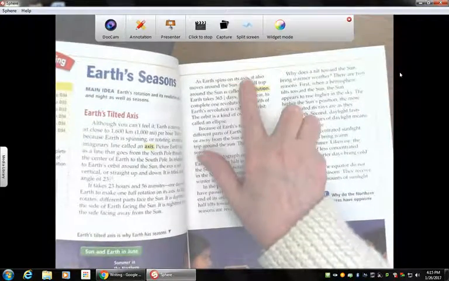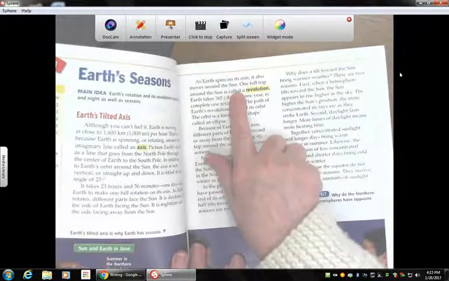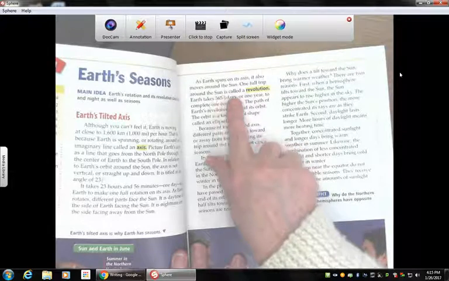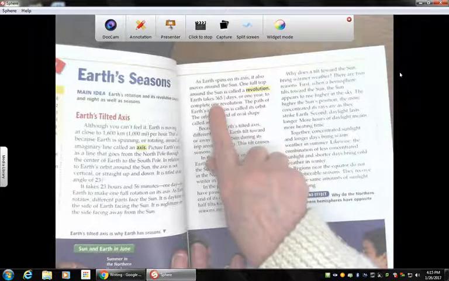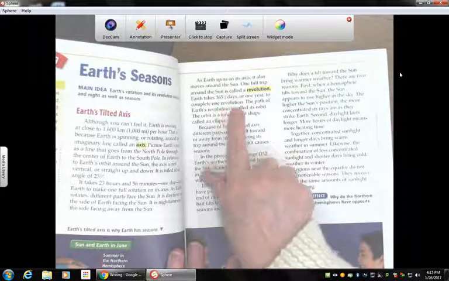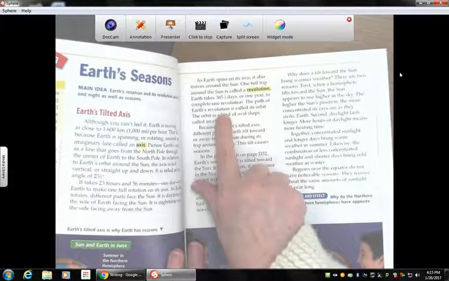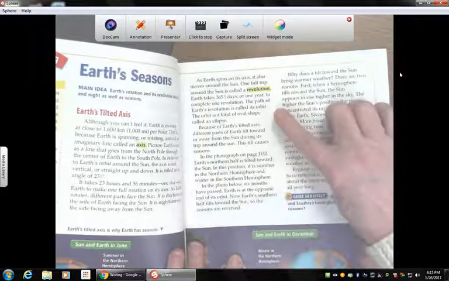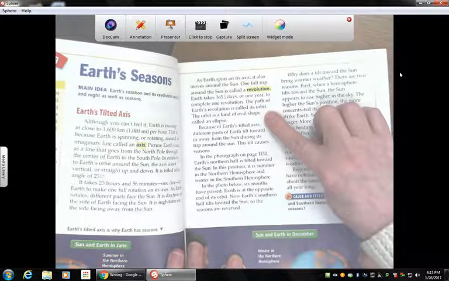As Earth spins on its axis, it also moves around the Sun. One full trip around the Sun is called a revolution. Earth takes 365.25 days, or 1 year, to complete one revolution. The path of Earth's revolution is called its orbit. The orbit is a kind of oval shape called an ellipse.